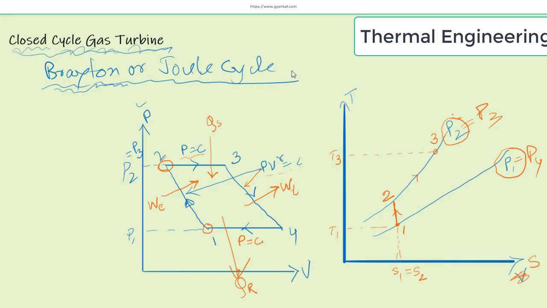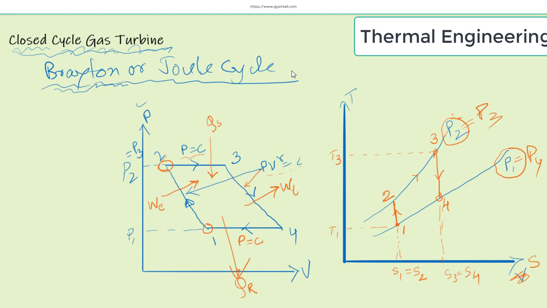So what will happen after heat addition? Next is expansion. The expansion will take place in the turbine, and the expansion process is isentropic expansion. So 3-4 is isentropic expansion. If it is isentropic, then it will be a vertical line, and this is S3 equal to S4. This is isentropic expansion.